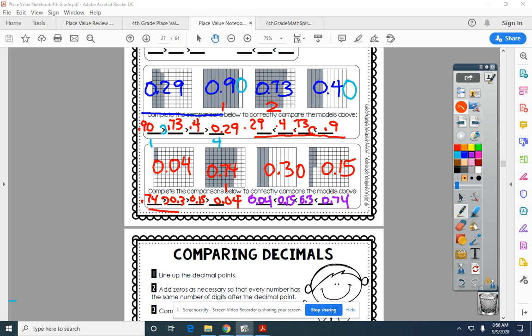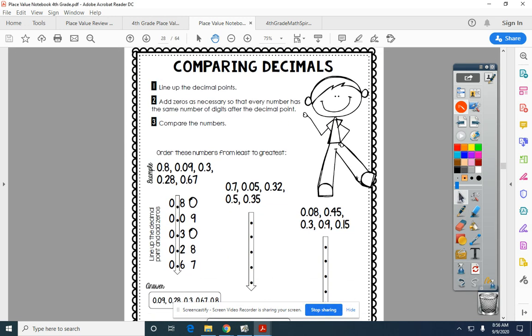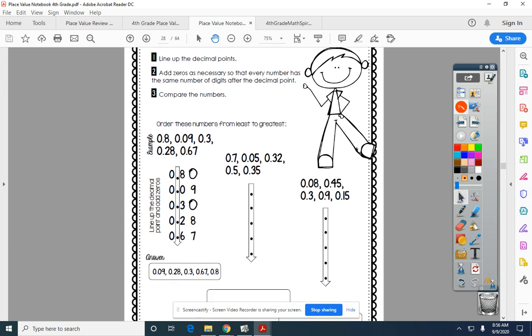When you're ready, we're gonna go on to the next page and do it without a picture. Okay? Are we ready? Yes.